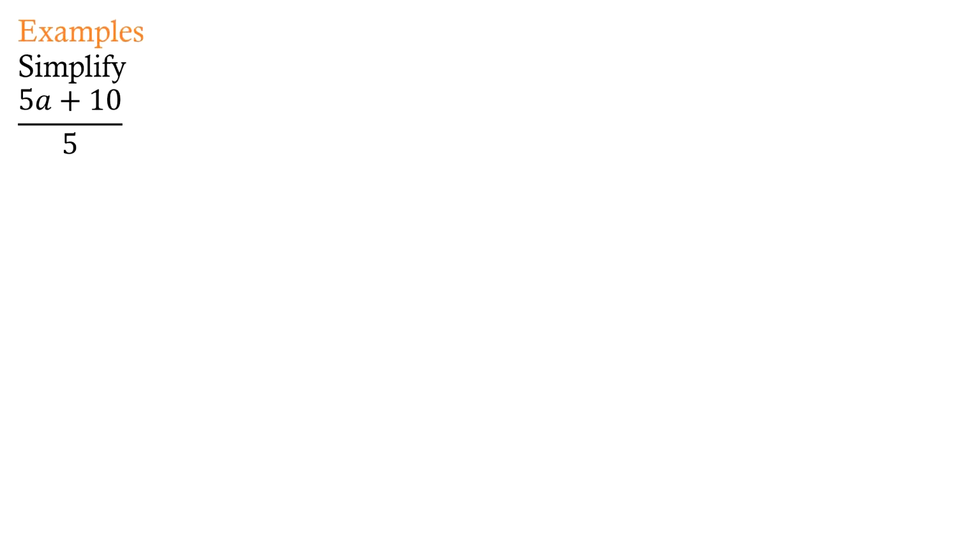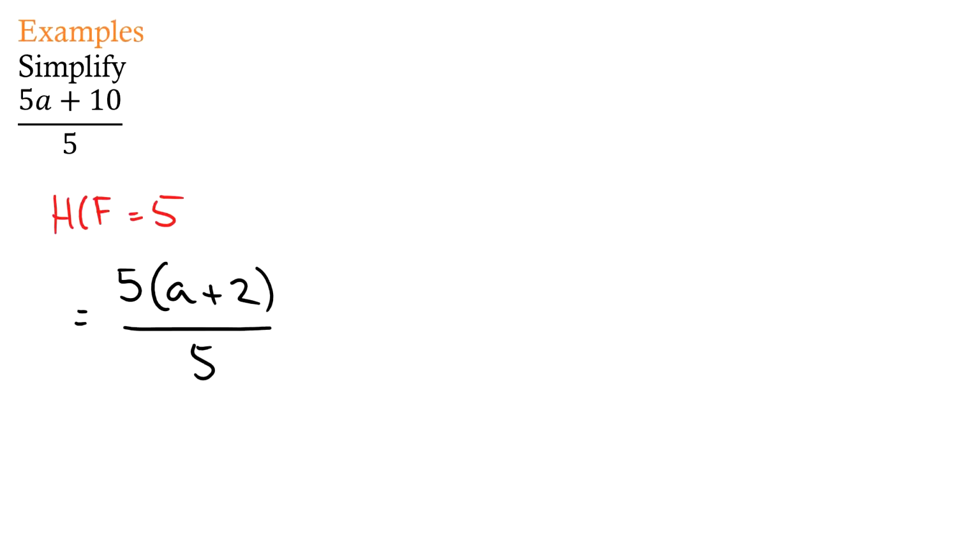So the first thing I need to do is realize that at the moment I can't do any cancelling. But I can factorize the top because I notice that there is the highest common factor of 5. 5 is shared between 5a and 10. So what I'm going to do is factorize that down. So what I end up with on the top is 5 bracket a plus 2 over 5.